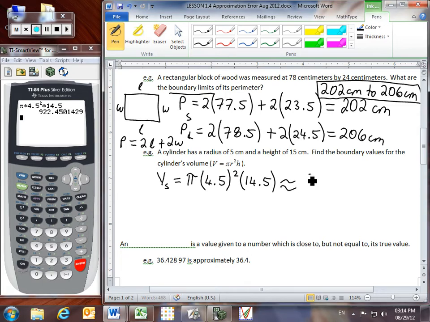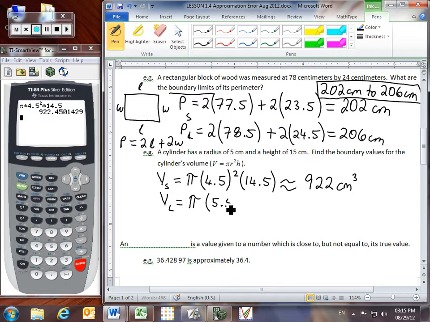So let's round it to 3 significant figures, 922. The 4 that comes after that third significant figure is less than 5, and so we won't change the 2 to a 3. It stays at a 2, and everything afterwards becomes zeros. So 922, and because it's volume, centimeters cubed. The largest possible volume that we could have is going to be pi times, all right, what's the biggest possible radius?